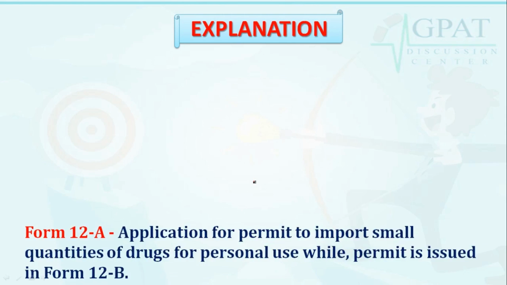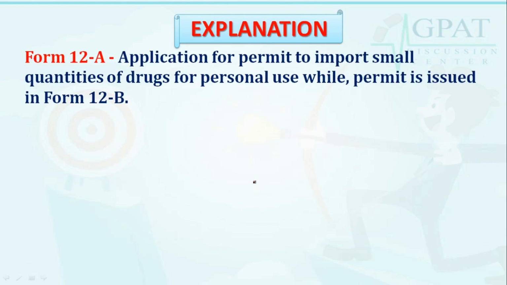So first, form number 12A. This is the form for the application for permit to import small quantities of drug for personal use, while permit is issued in form 12B. Form 12A for the application, form 12B for the permission.